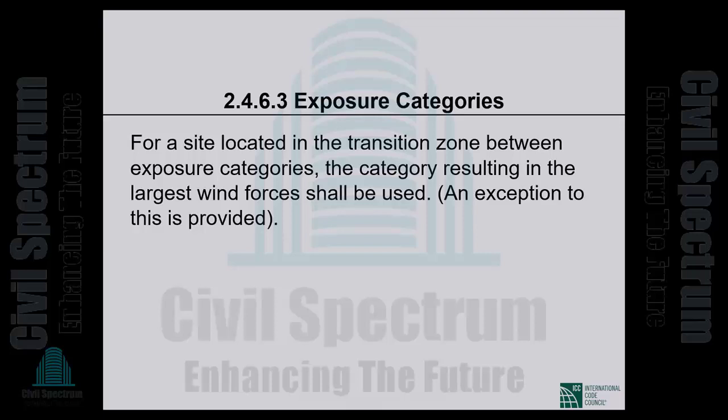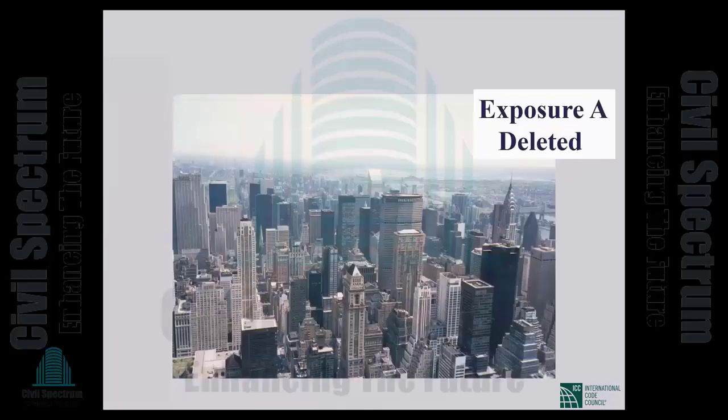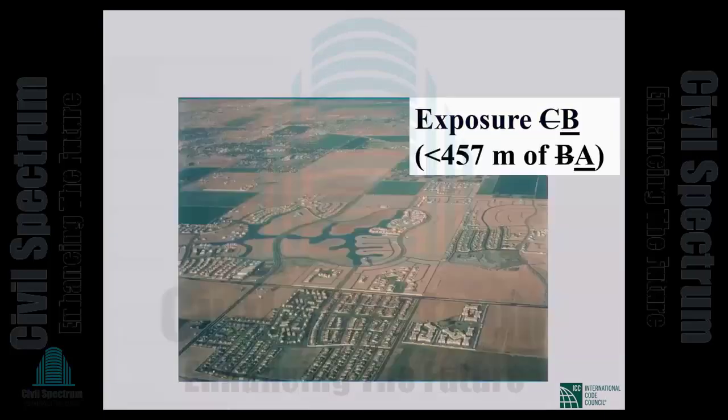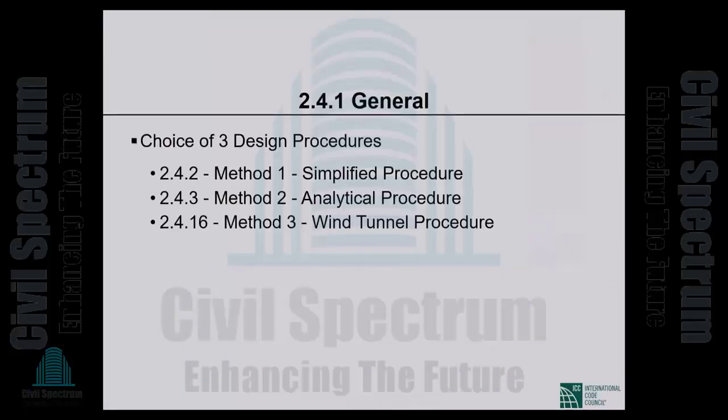Okay, for a site located in the transition zone between exposure categories, the category resulting in the largest wind forces shall be used. I think that should be understandable. In ASCE 7-05 commentary, there are some pictures that I decided to include for you. These are older pictures. I will not try to explain, but in your own time, take a look at the pictures and make sure that they go with what we provided by way of written material.